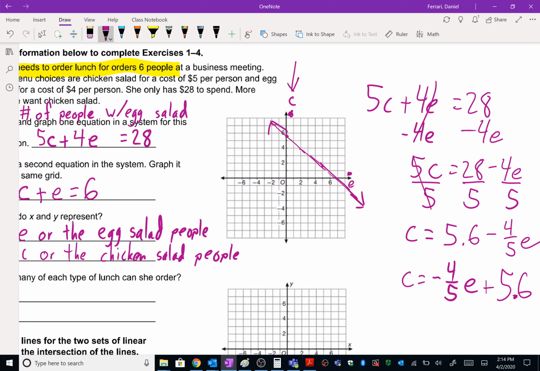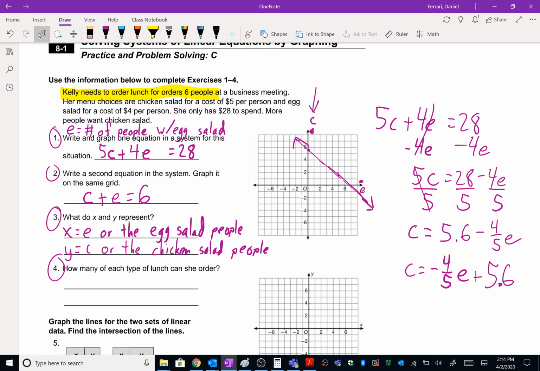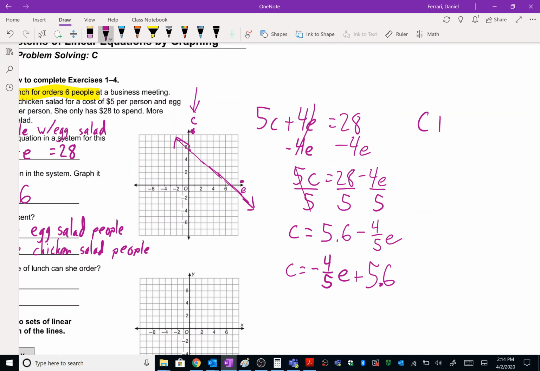Okay, well, we have one more equation we got to worry about, and that is the number 2. Okay, so I'm going to give myself a little more space here. Remember, that equation was C plus E equals 6. And again, just like last time, I'm solving for C in this case. And this one's going to be really easy to solve for. Okay, all I need to do is subtract my E on both sides. Okay, now C is already a positive 1c. I don't need to do anything else with that.